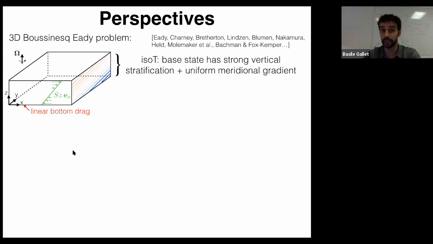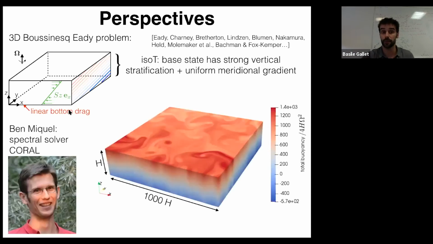And again, this system is going to be subject to baroclinic instability, it's going to lead to turbulence, and you'd like to understand how much heat it's going to transport. To answer that question, Ben Mikkel, a postdoc working with me, has developed a spectral solver called Coral. He's adapted it to the Eady problem. Here you can see a snapshot from what he's done, showing the total buoyancy, meaning the perturbation that has periodic boundary conditions in the horizontal plus the background state. You can see that indeed it's warmer here than here. Maybe you can guess there is a slope in the isotherms in the system.